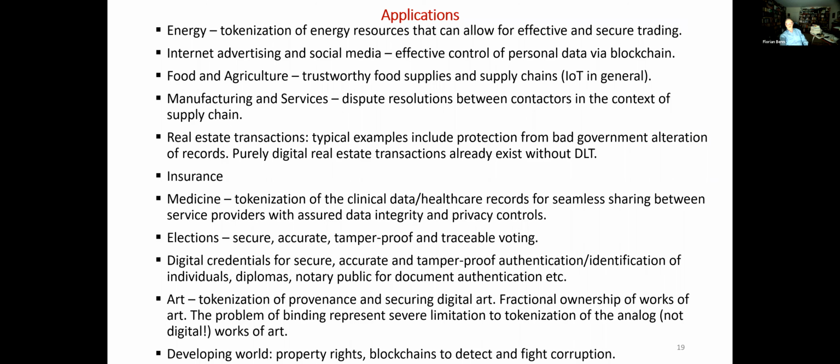Now, this is a laundry list of different applications. So we're finally coming to applications. Energy, internet advertising, food, agriculture, manufacturing and services, real estate transactions, insurance, medicine, elections, digital credentials, art, and something for the developing world, which can help to deal with corruption.